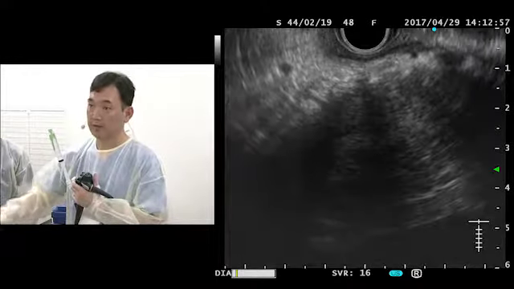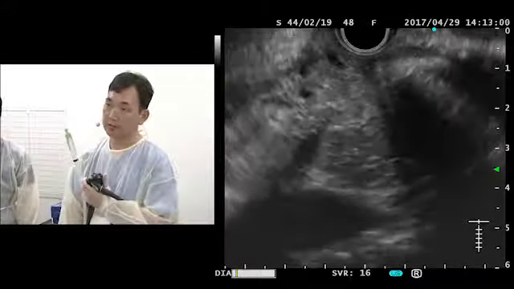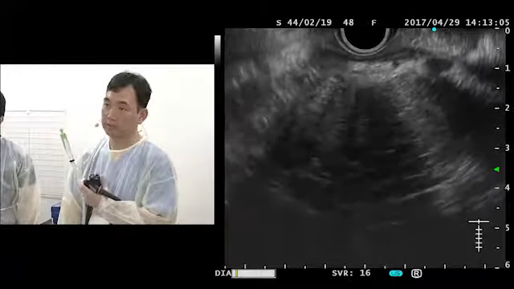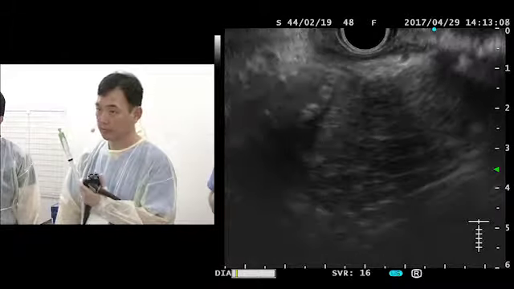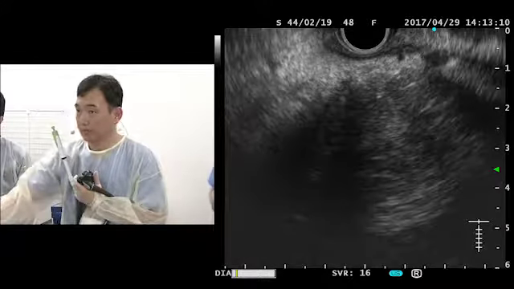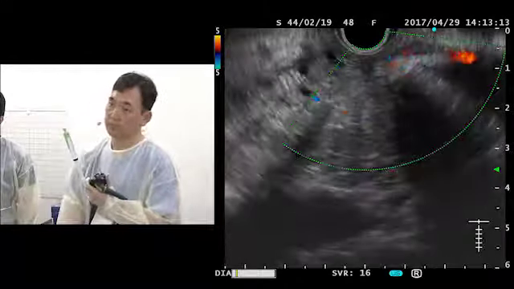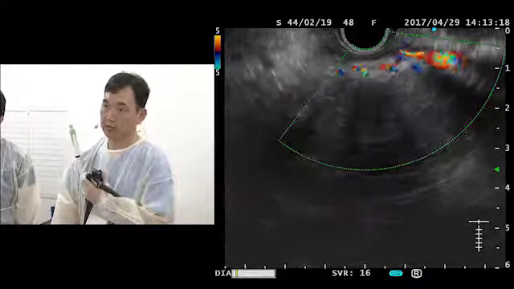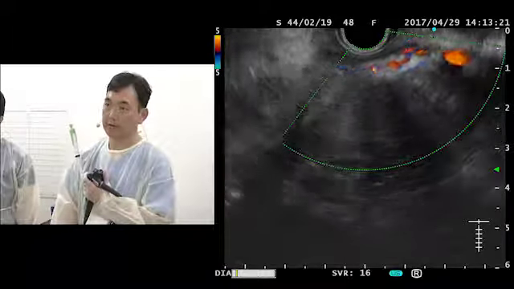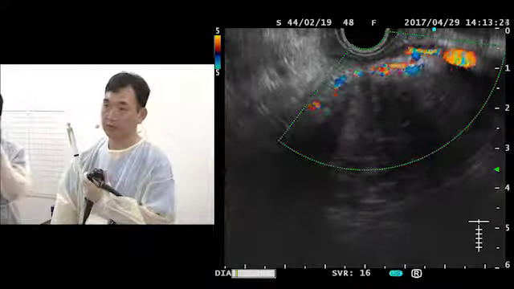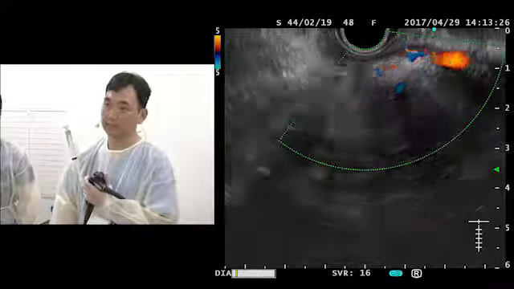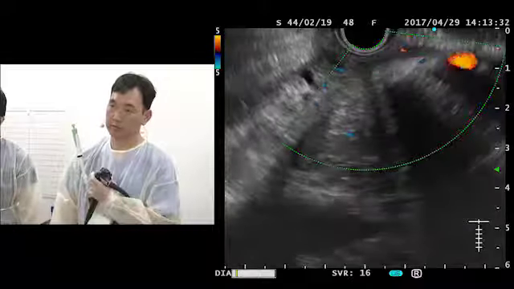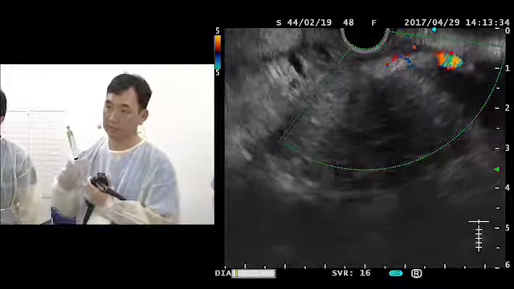So for the FNA, we'll focus on the target area. I think this one is a little more hypoechoic and a little enlarged. And before, we have to do power flow to make sure that there's no major arteries. I'm in a short position trying to aim for the superior portion of the pancreas head. So typically, the gastroduodenal artery comes into play around this area. If you nick the GDA, you're going to see bleeding for a while, and it will make you really nervous.